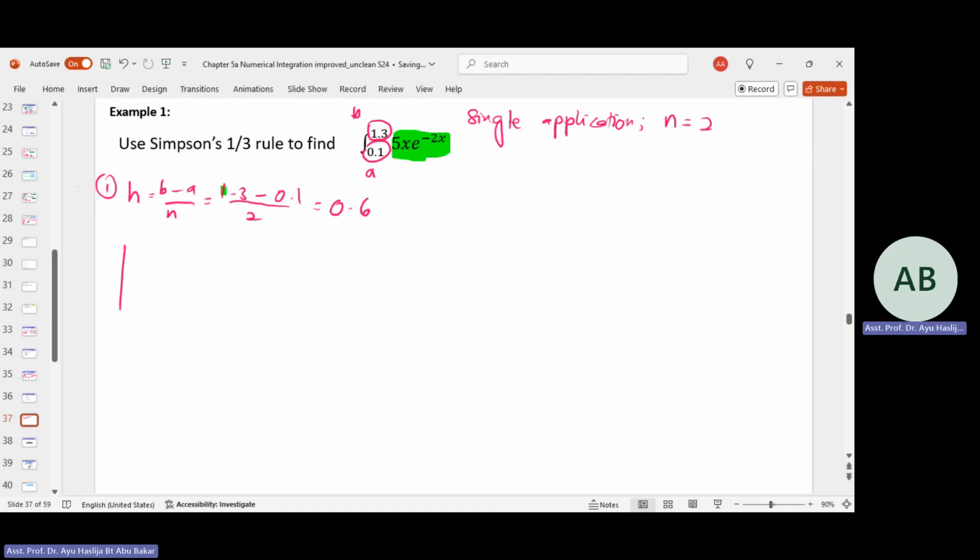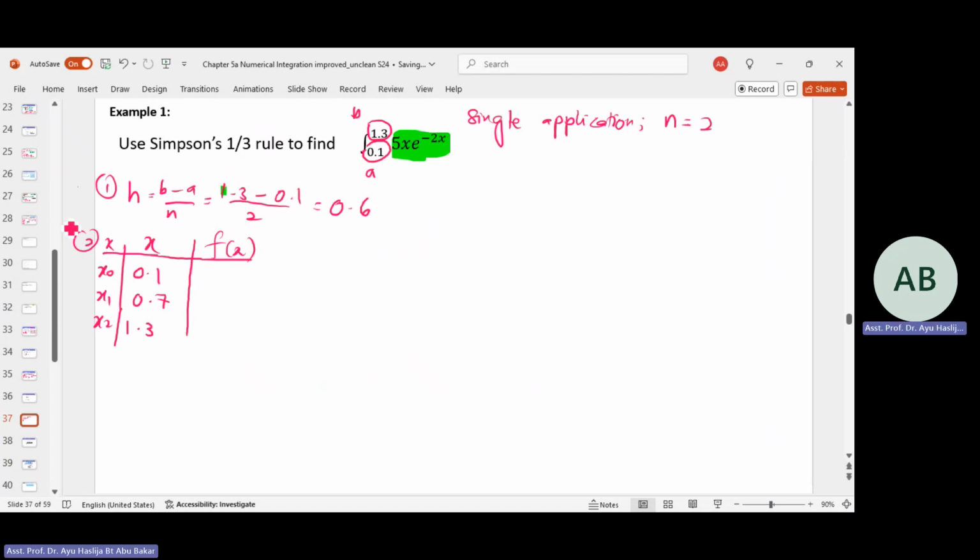Now, next, identify the points. 3 points, so x0, x1, x2. x0 is 0.1, referring to your A. x1 is 0.1 plus 0.6, so 0.7. x2 is 1.3. x2 must be the same as your B.